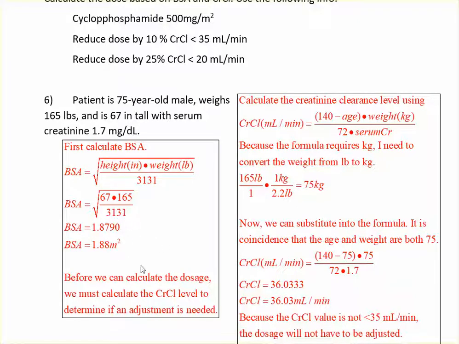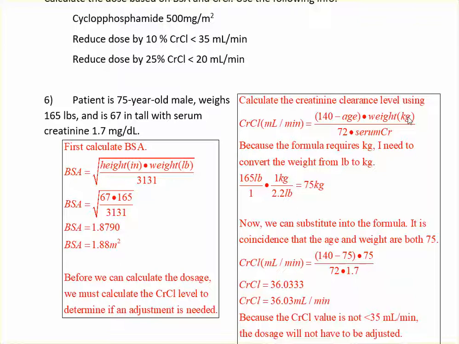Before we can calculate the dosage, though, we're going to have to calculate the CRCL level because, remember, the dosage may have to be adjusted. So here's my formula for the CRCL level. I have to put age in here. I have to put weight in terms of kilograms. This is a constant, and I have to put my serum level. Well, I know the age is 75. I know the serum level is 1.7, but my weight requirement is in terms of kilograms.